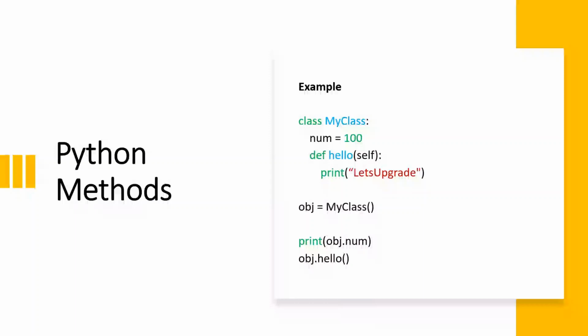So let's try to understand this with an example. Here we have a class, my class, that has a variable num that has been assigned value 100. Then we have a method hello that prints let's upgrade on screen. To call this method, we first define an object of the class, that is obj here, an example, and then we access the variable with obj.num to get the result 100, or access the method hello as obj.hello.